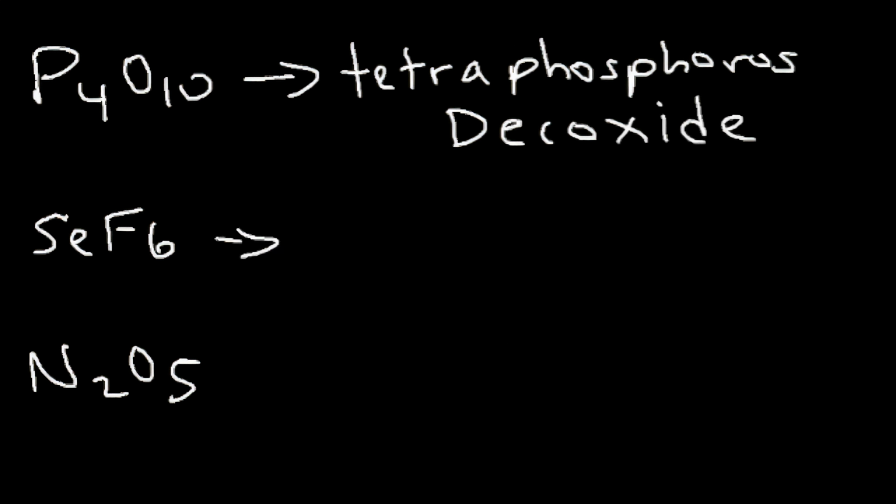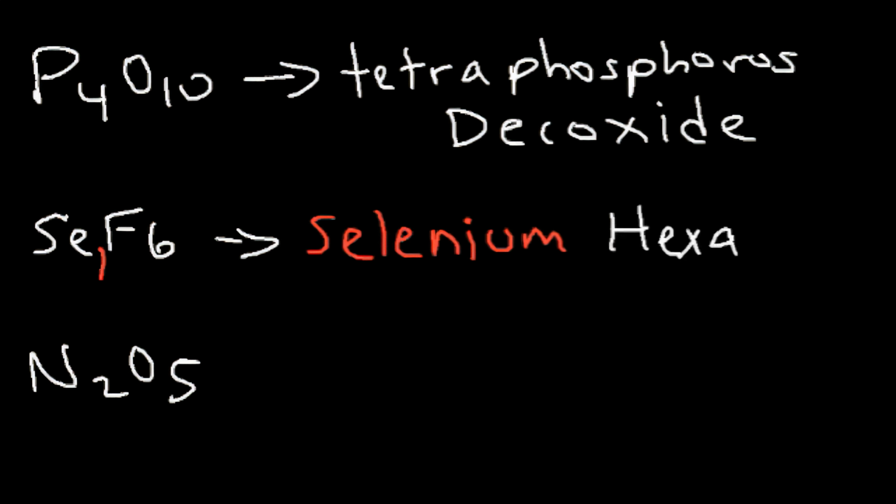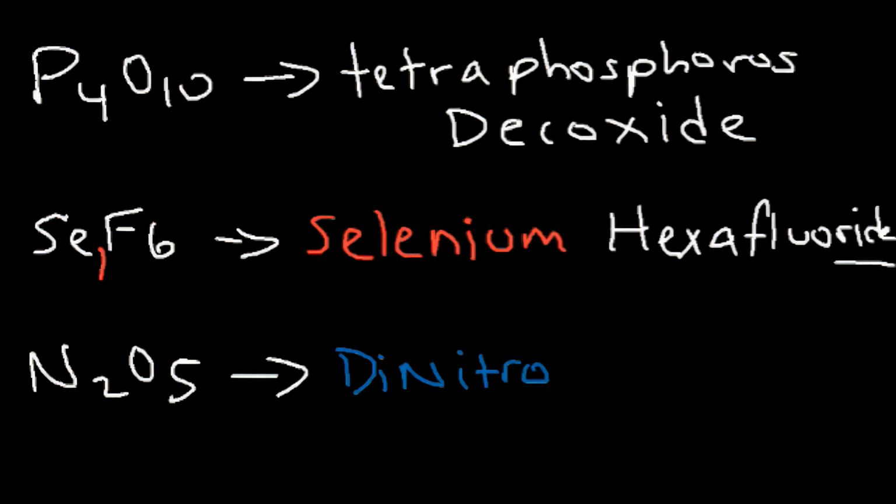Now what about this one? Se is selenium. We don't have to say monoselenium. If the first element contains only one atom, simply write the name of the atom. So this is selenium hexafluoride. The last element ends in ide. Now here we have 2 nitrogens, so we're going to say dinitrogen pentaoxide, or simply pentoxide.